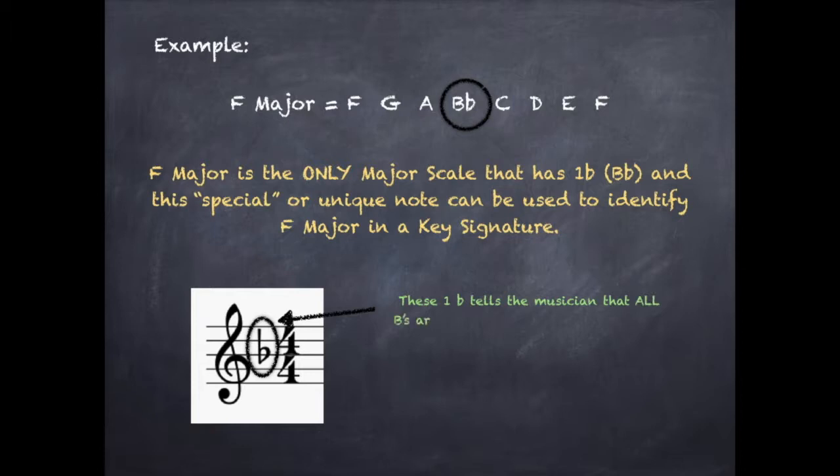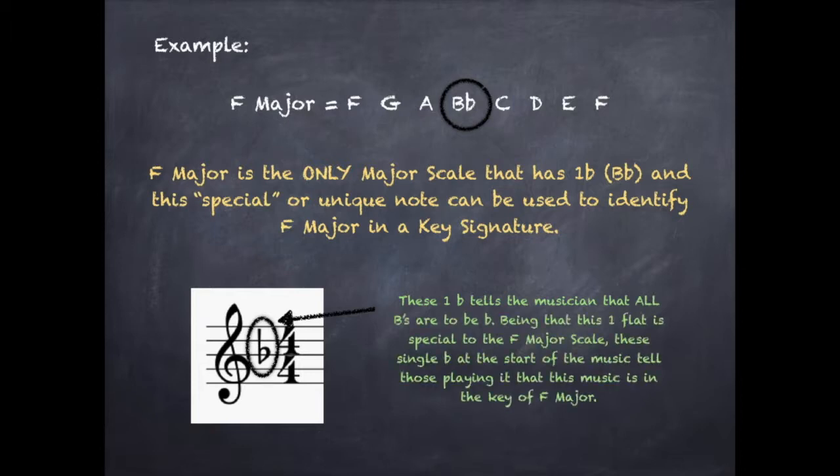This one flat tells the musician that all the Bs are to be flat in the piece of music, meaning that this one flat is special to the F major scale. And this single flat at the start of the music tells those playing the music that this piece is in the key of F major.